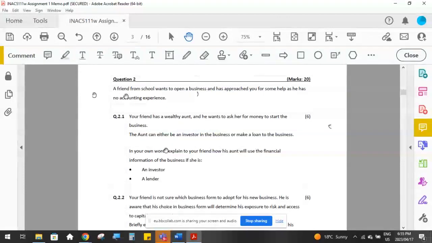So in this question, they gave you a case study, a scenario. They said you are an accounting student. You have got a friend. He's asked you for help. So where they asked the question, they said, in your own words, explain to your friend how his aunt will use the financial information, if she is an investor or a lender.